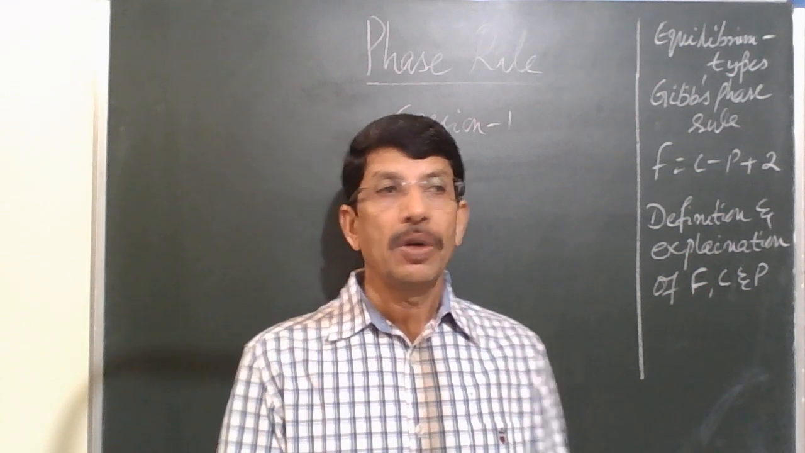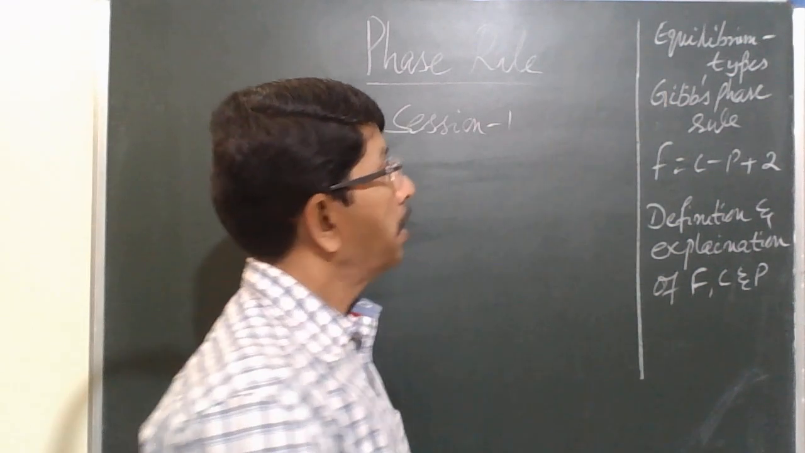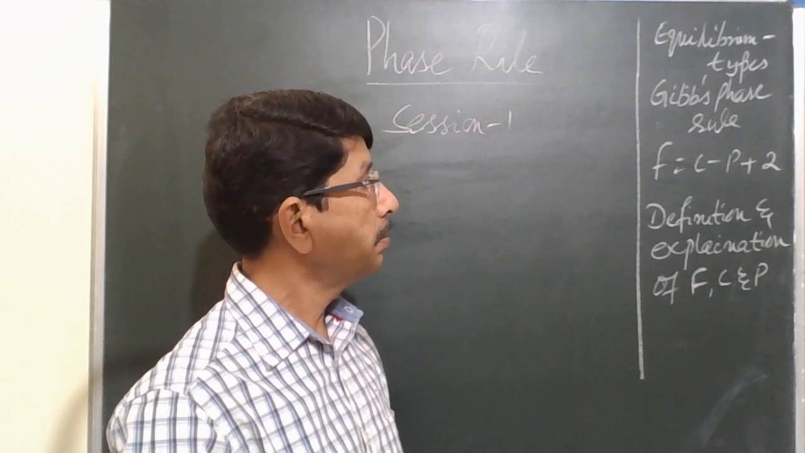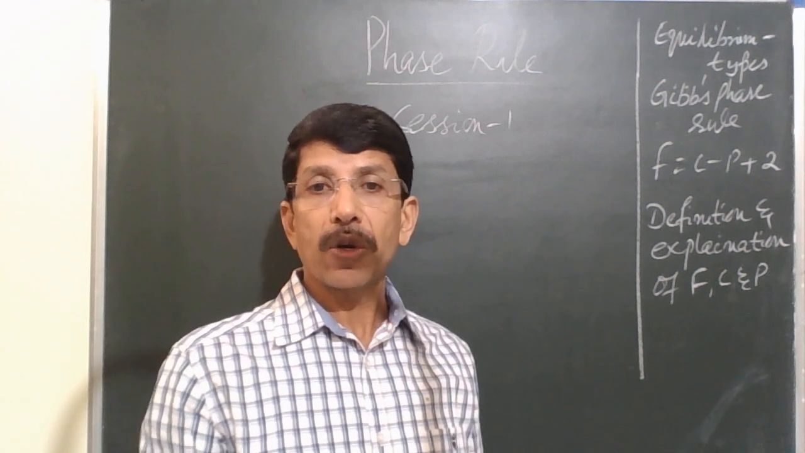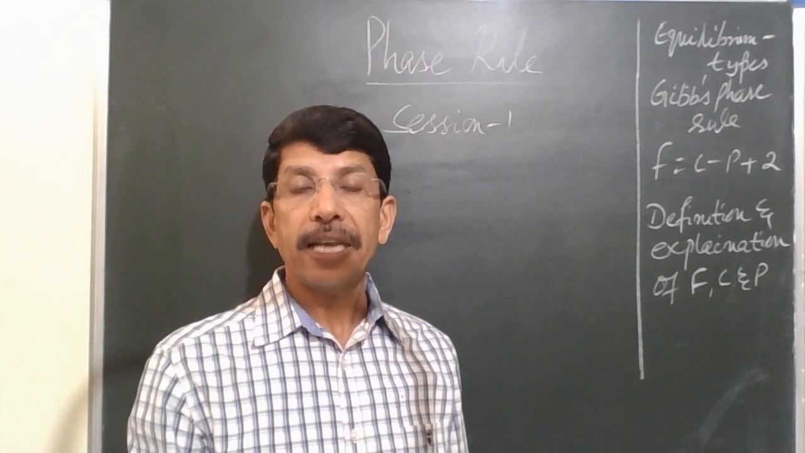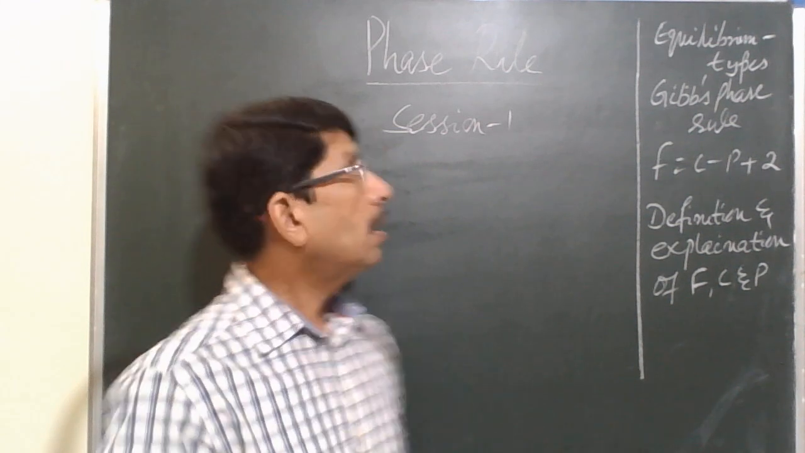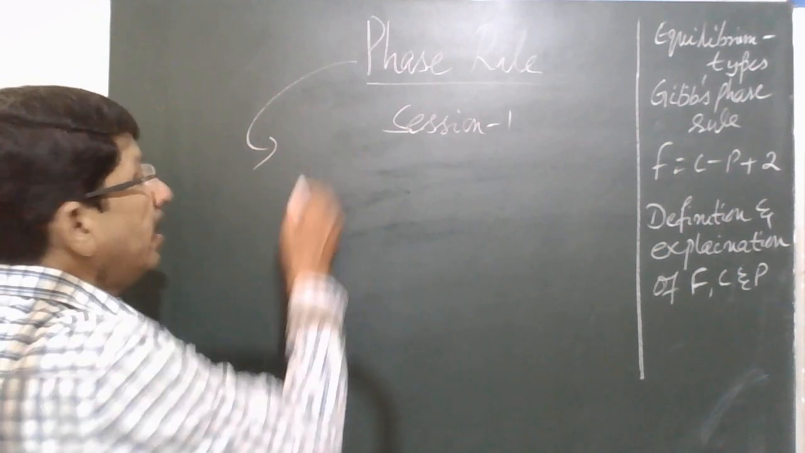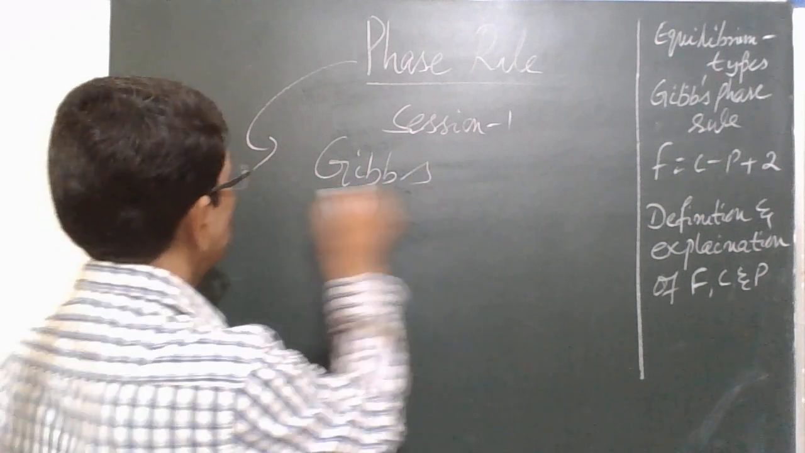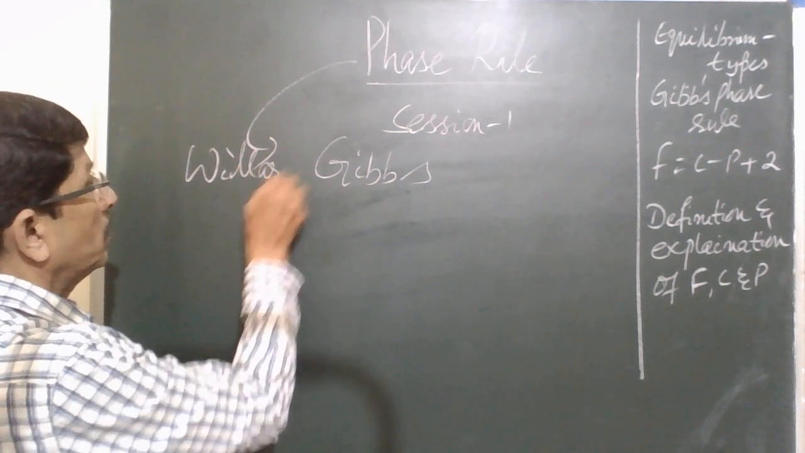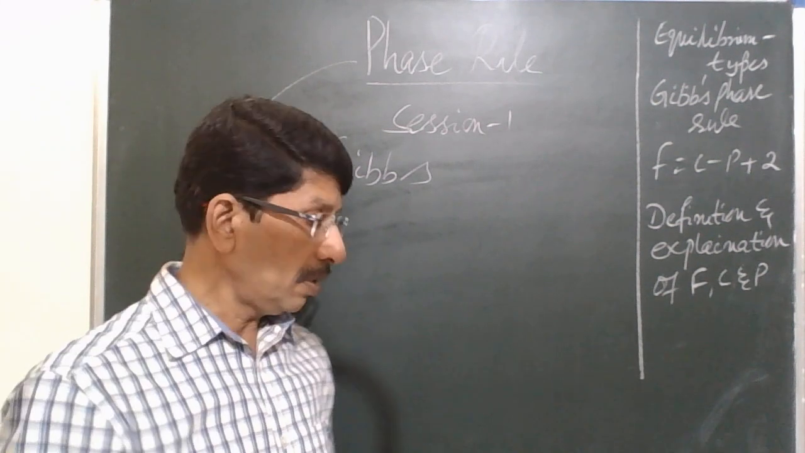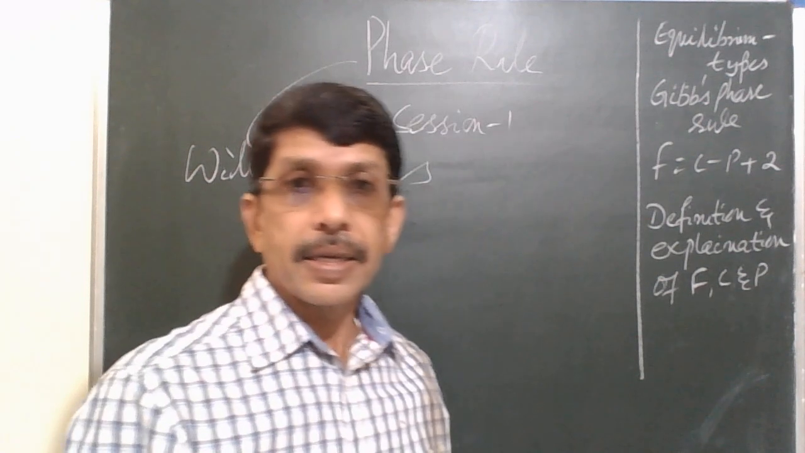Today, we'll be discussing what is Gibbs phase rule and what are the types of equilibrium. Then, what are the various terms that we come across in Gibbs phase rule, their definitions, and explanation. Right. So, phase rule was given by American physicist Willard Gibbs in the year 1874.